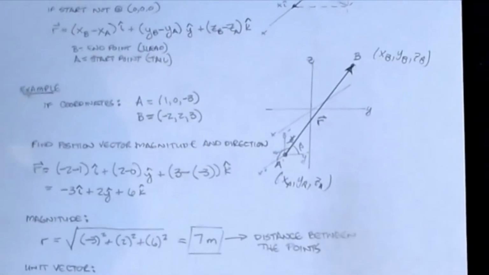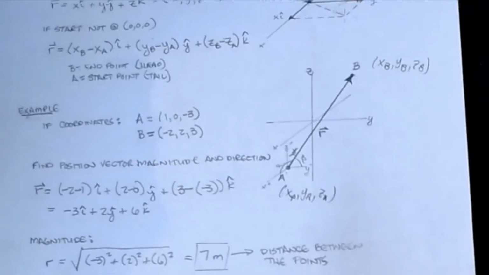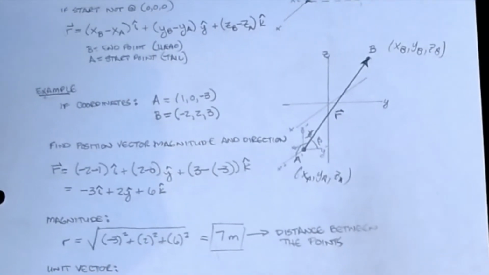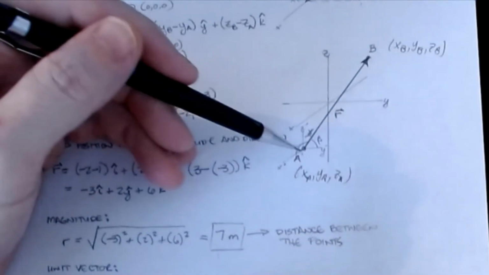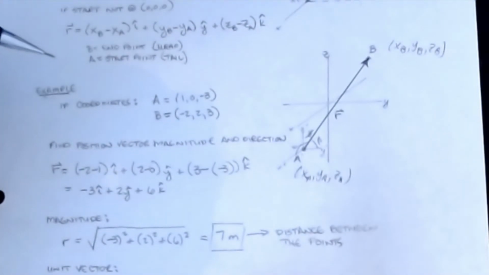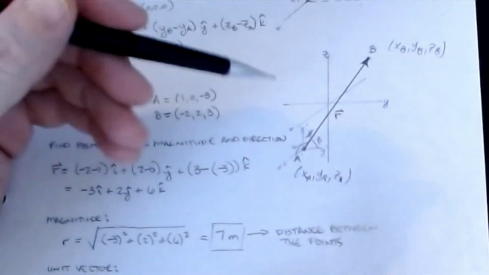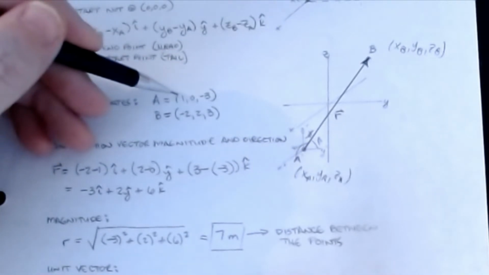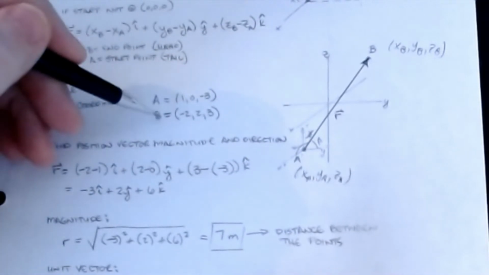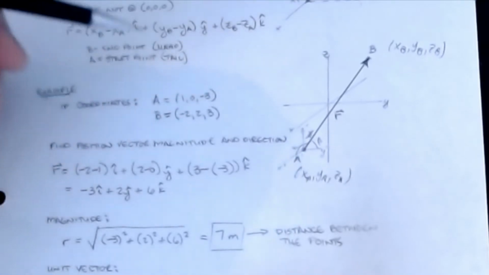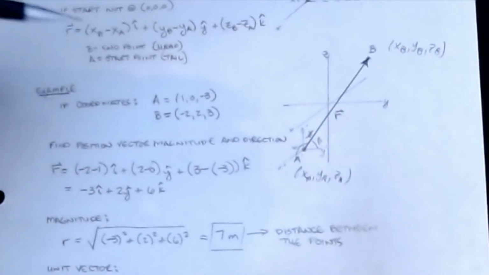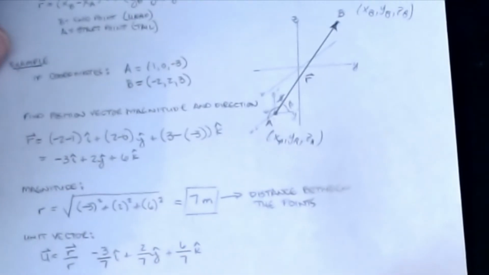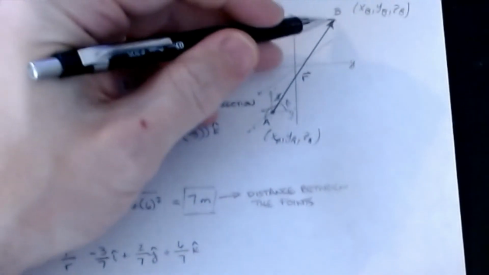Okay, so we can use this now to start finding dimensional information, like, what's the distance in space between A and B? It could be any 2 points in space. So if my coordinates are, say, A is 1, 0, and minus 3, and B is minus 2, 2, and 3, let's find the position vector magnitude and direction that gets me from A to B.